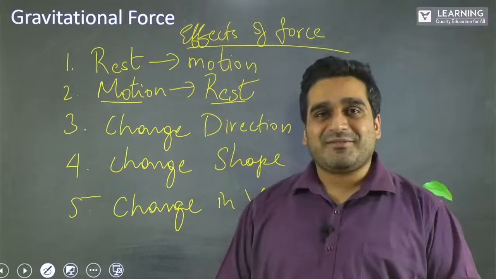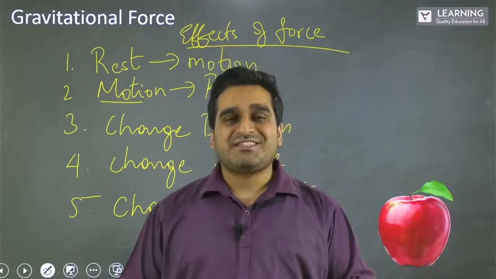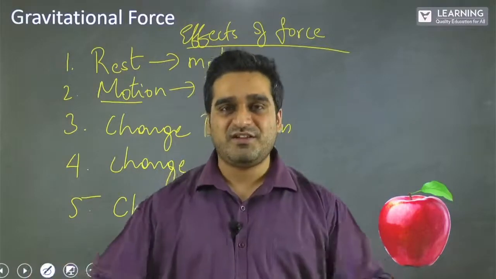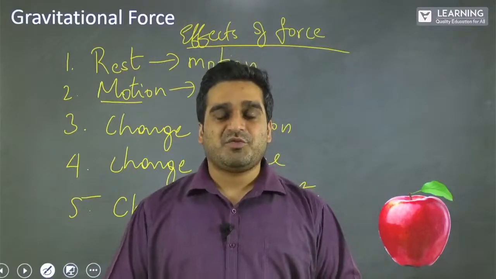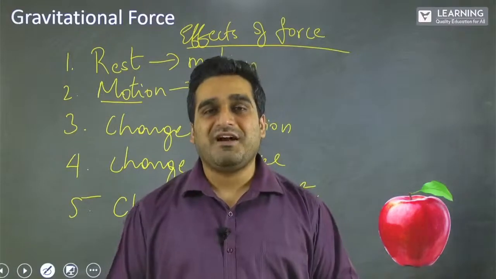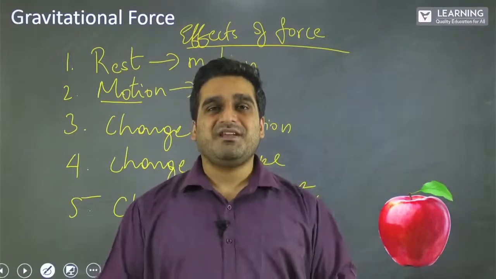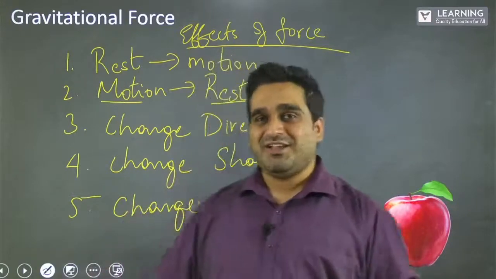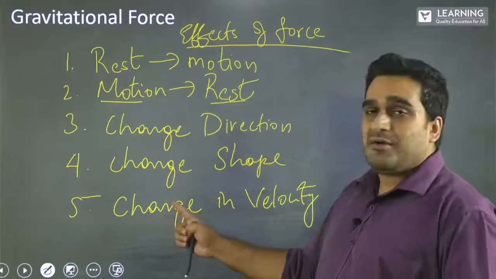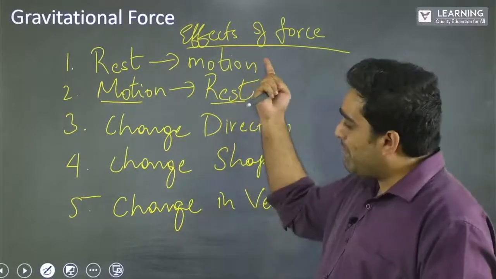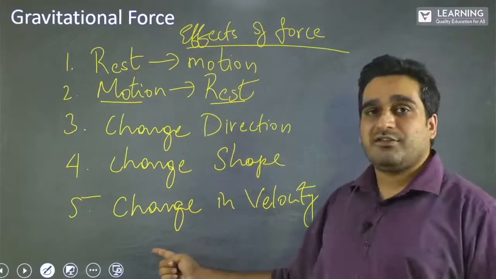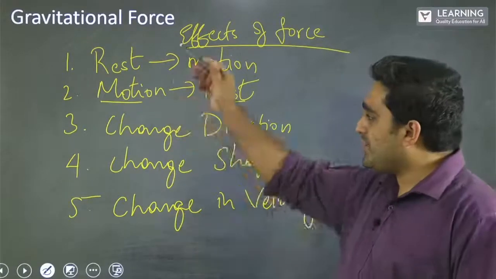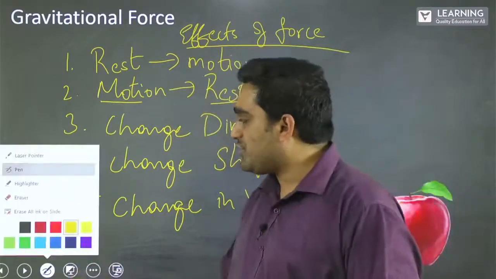Let's say cycling. When you're going cycling, let's say you're moving at a constant speed and now you want to increase the speed. So what do you do? You pedal even harder. When you pedal even harder, what happens to your cycle speed? It changes. So that is another effect of force. By applying a force on an object, it could also change the velocity of the object. So these are the 5 different effects of force.